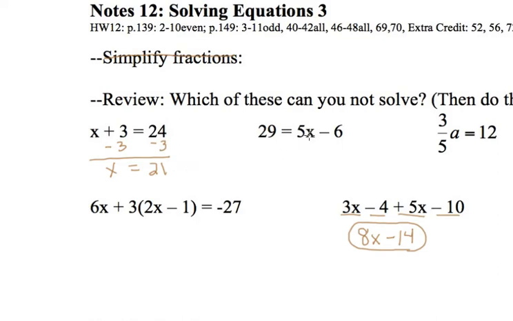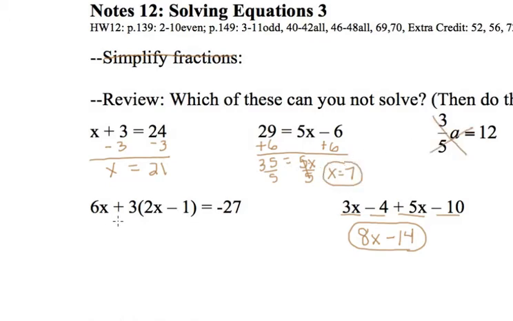Start on the side that has the x and undo what's been done to x. To undo minusing 6, we add 6 to both sides. Now we have 5 times x. To undo timesing by 5, we do the opposite, or divide both sides by 5. So we end up with x equals 7.